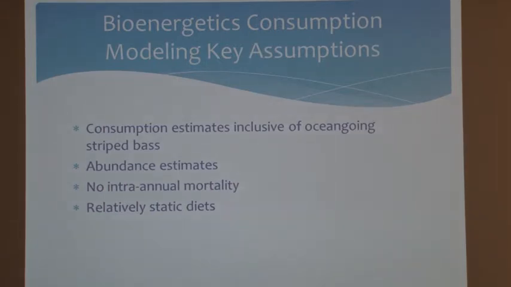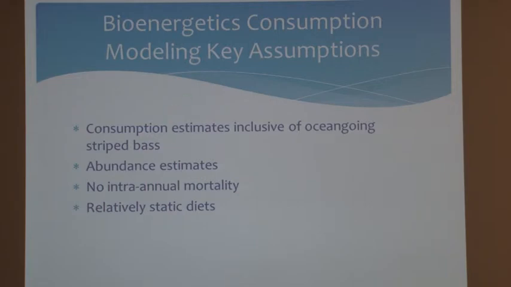Some of the key assumptions of this, other than what I've already discussed, are that some of these consumption estimates are inclusive of ocean-going striped bass. This is especially true for the adults. There isn't a division in the abundance data set I worked with on the populations that migrate out to the ocean. So they could be consuming a lot of that food out at sea. It is still a reflection of the amount of food needed to meet those requirements, but it shouldn't be thought of as that demand being specifically within the boundaries of the estuary.